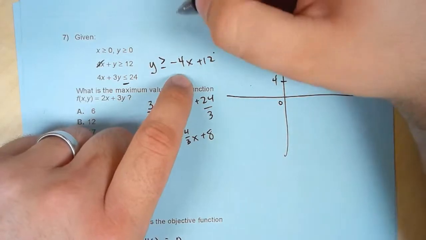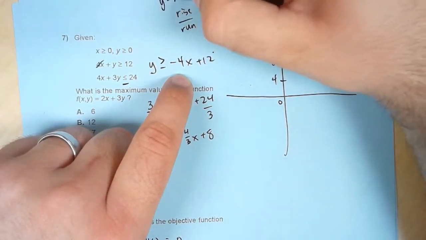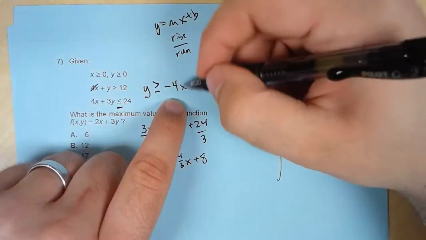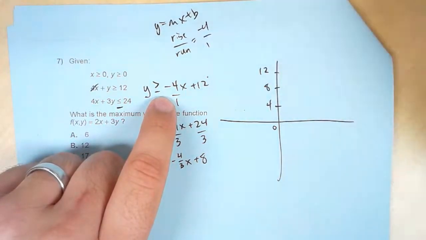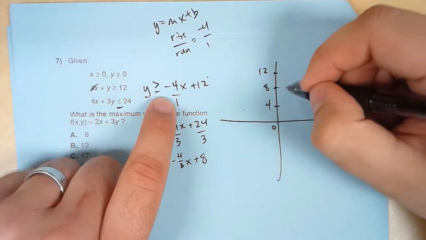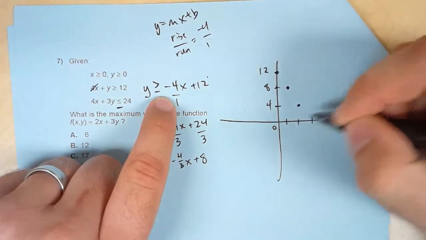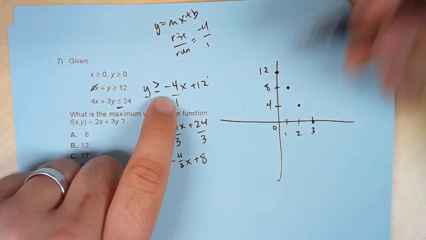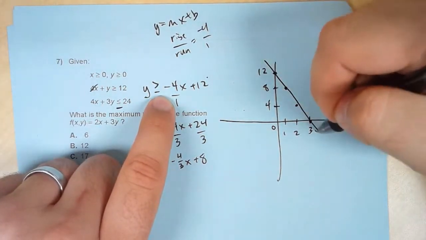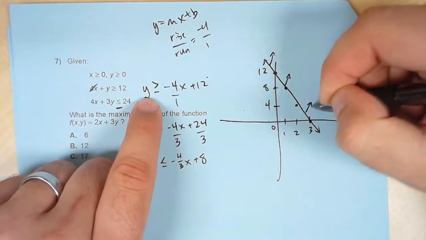Remember, with mx plus b form, slope is rise over run. So we have a rise of down 4 and a run of 1. So I'm going to go down 4 and over 1, down 4 and over 1 again, and down 4 and over 1 one more time. And then I'm going to make this line. Looks like we are shading above this line, so I'm just going to put arrows going up.